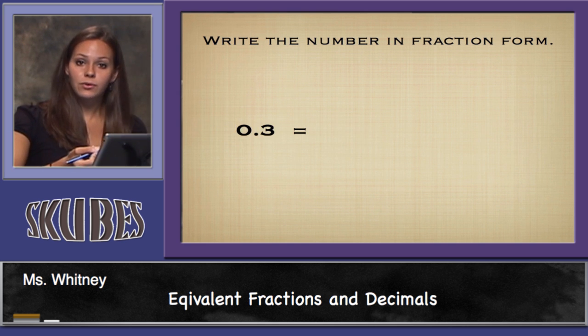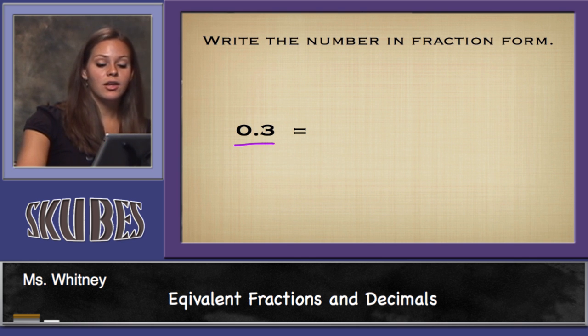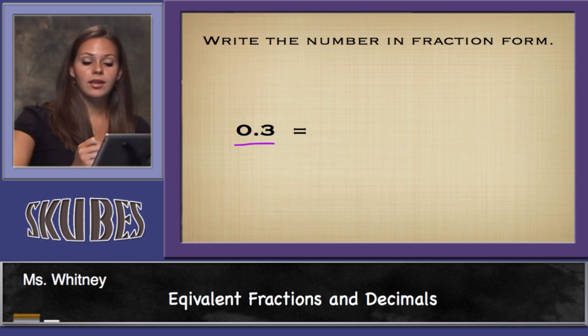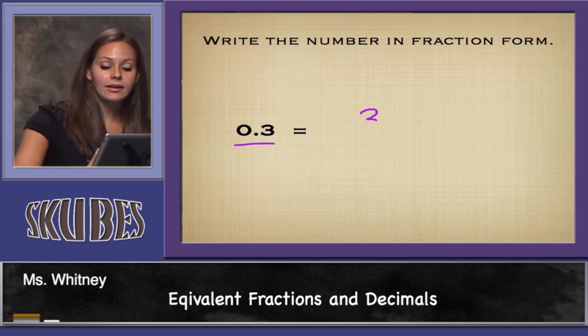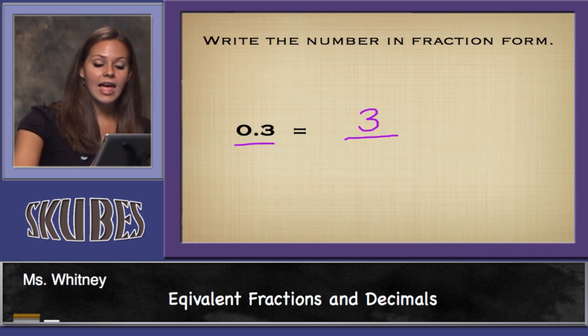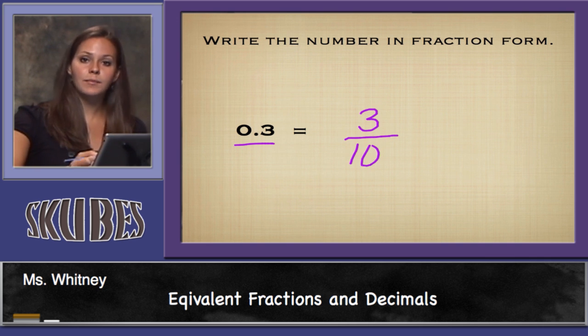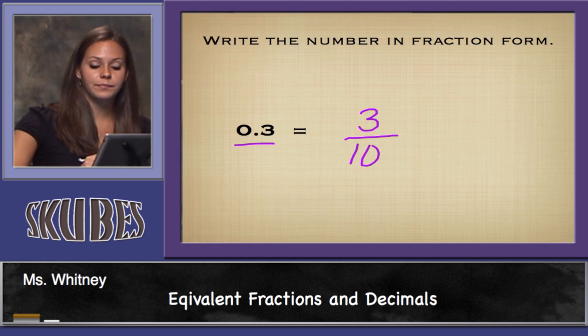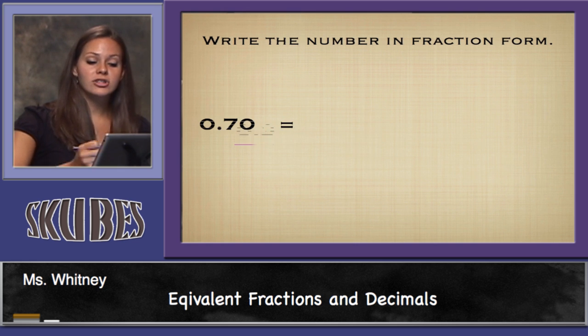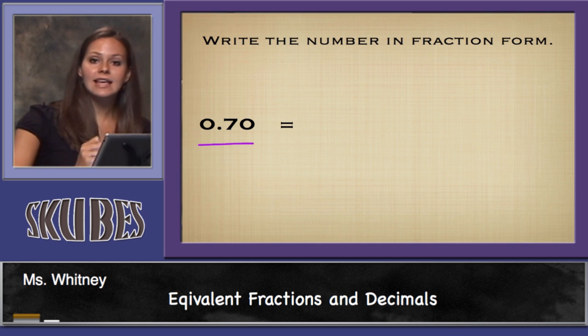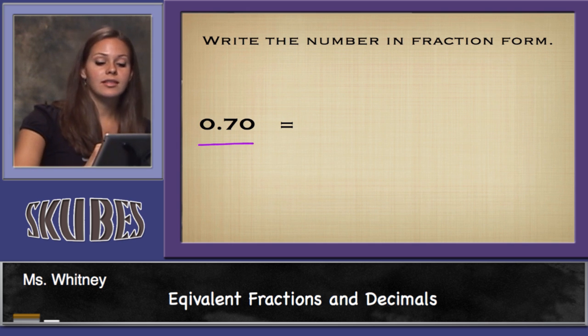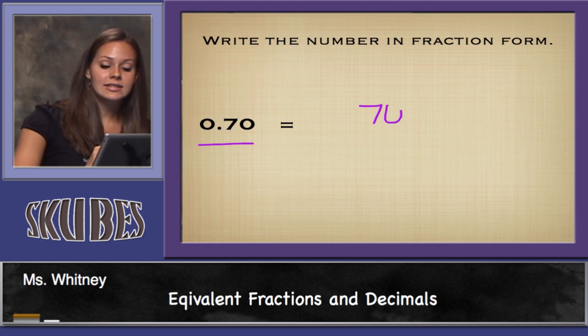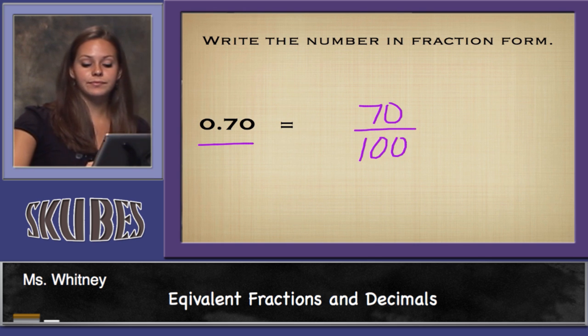Write the number in fraction form. Our decimal says 3/10. For this, 3 is our numerator and 10 is our denominator to show 3/10 in fraction form. Here's another example. This decimal is 70/100. This can be written as 70 over 100.